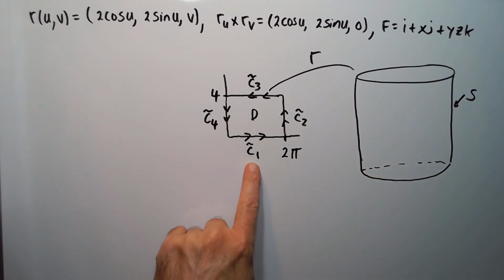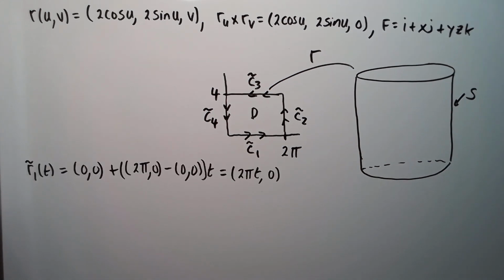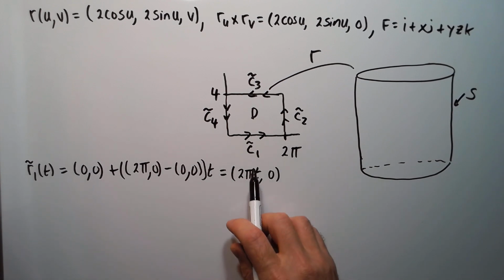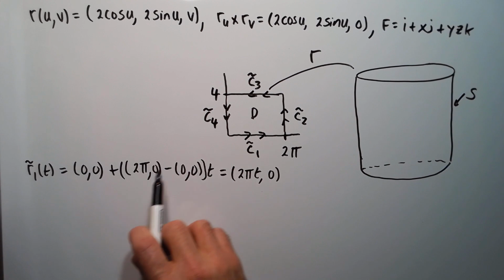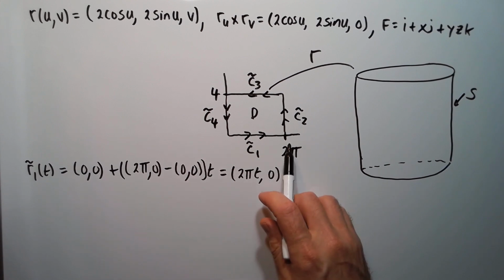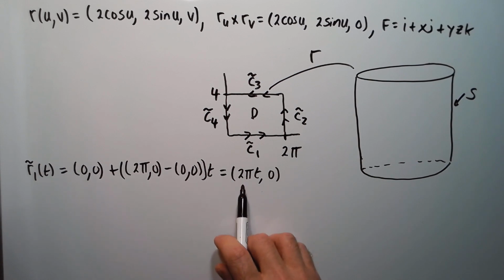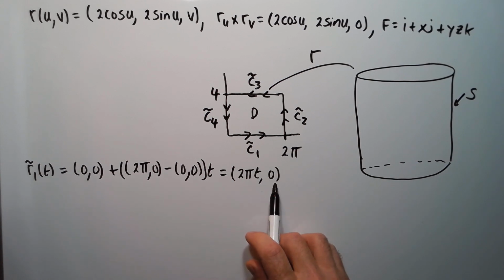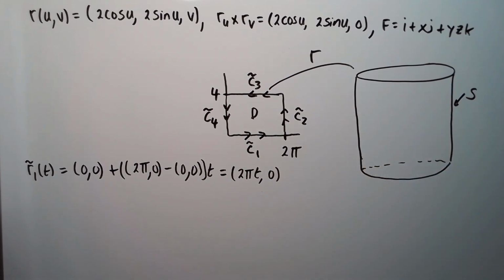So let's first parameterize C1 tilde. Okay, I'm going to call it R1 tilde. So parameterizing C1 tilde, calling it R1 tilde, the start point (0, 0) plus the end point (2 pi, 0) minus the start point, times t. Working this out, you get (2 pi t, 0). Okay, now let's map it under R and call it R1. Okay, let's do that.